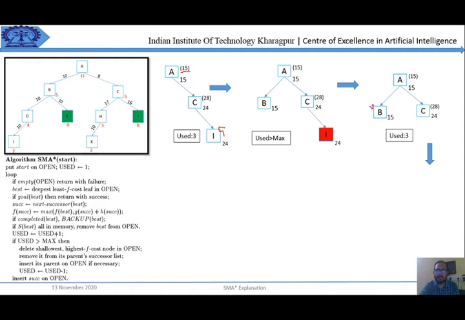So the deepest is B. From B, there are two ways: either go with D or E. I have gone with D. So the f value has been updated to 24, and since there is one more successor that has not been executed, the use value is incremented to 4. Again, 4 is greater than or equal to the max value, 4 is greater than or equal to the 3 that we are taking.